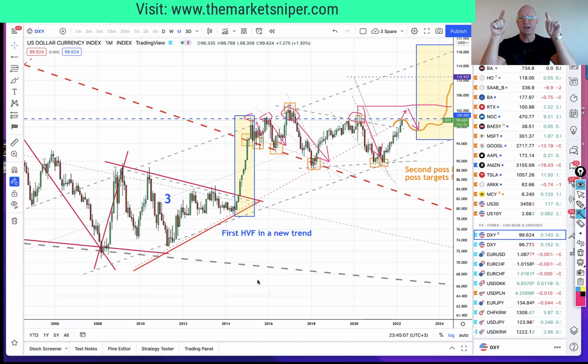Are we accurate? How far does the Dixie go? We're saying 110.9 at least, and possibly more as it continues in that channel. Where do you think the final top out number for the Dixie is? Remembering that it's being measured against the weak currencies that we've mentioned, largely European ones. Where's your answer for the Dixie?